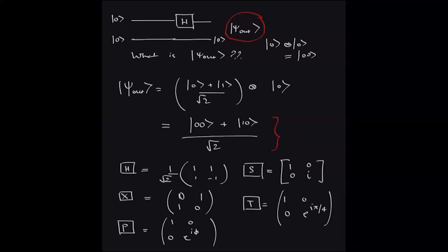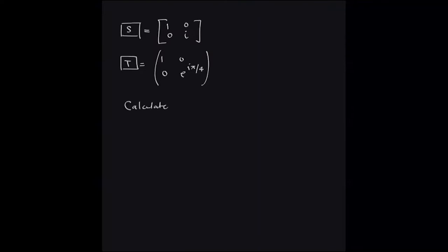Right? So now what we want to do is copy this and put it here. And then I want to ask you to calculate what is H, comma, S, comma, T, comma, H on 0. I'll leave this question. If you get the answer, just let me know. I'll give you 30 seconds or maybe a little more to work this out.